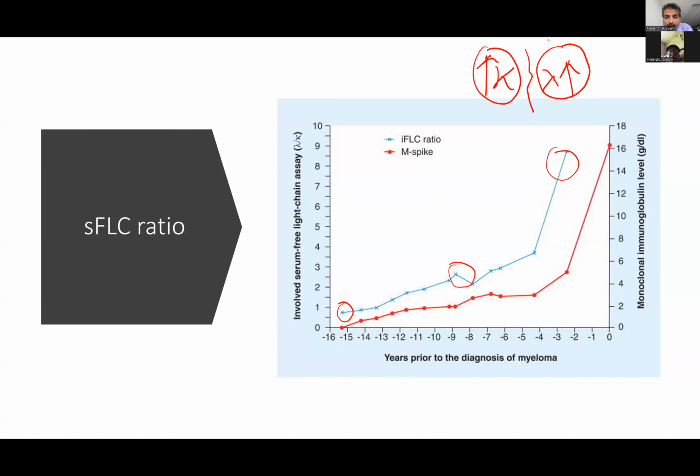So here is one diagnostic criterion, where you have a value which is lower than 1 and above 1. And what is that normal value? It is 0.26 to 1.65. And remember, this is in normal kidney function. In abnormal kidney function, it is higher. We are trying to standardize it.